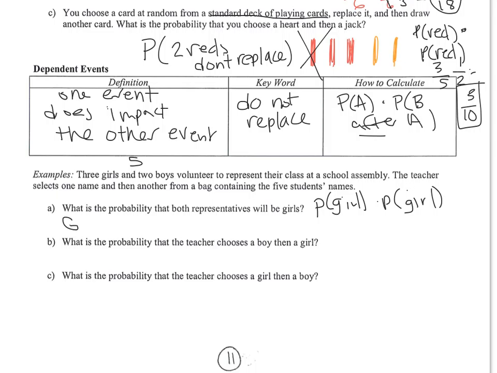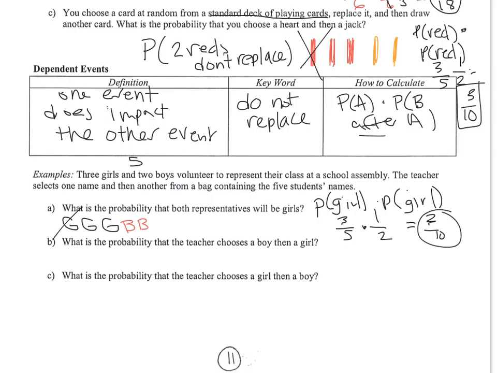So I'm going to draw this up. I have 3 girls, 1, 2, 3, and 2 boys. So this is a lot like the last one. So the probability you have a girl is 3/5 times, now one of these girls is gone, what's the probability that you pick a girl again? So it's 1/2. So again it's 3/10.